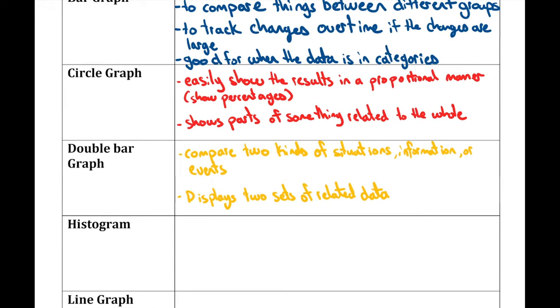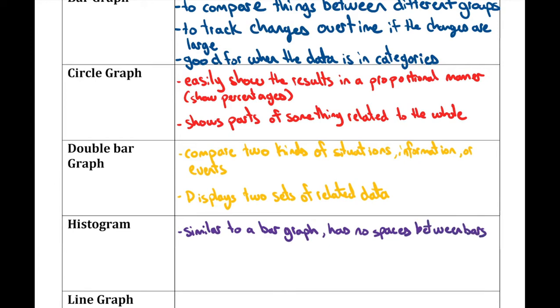Moving on to our histogram. So the histogram is similar to a bar graph. It does look very similar. It is similar to a bar graph, except it has no spaces between bars. And there is a reason for that. The reason is that the data is put into ranges or intervals. So they're not separate, they're just broken up into ranges.